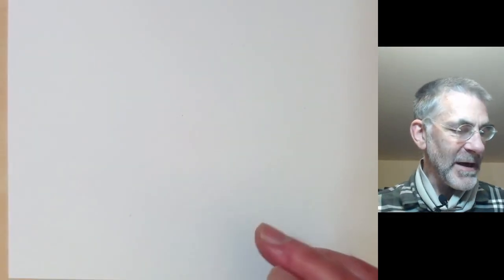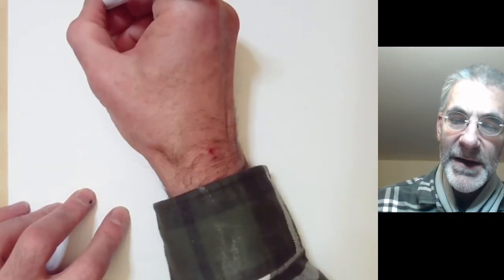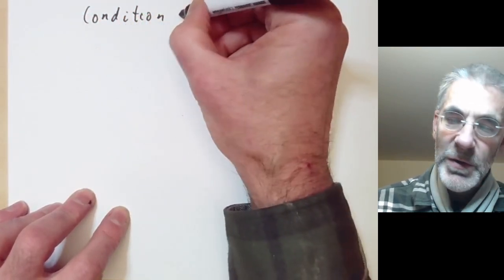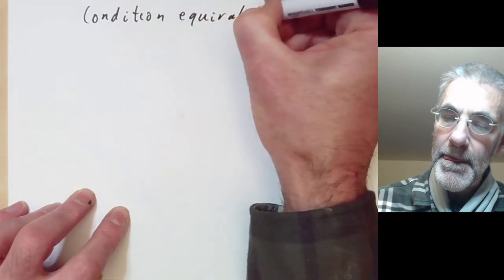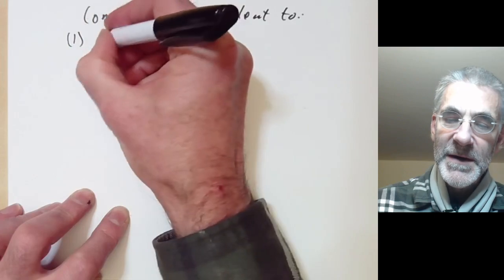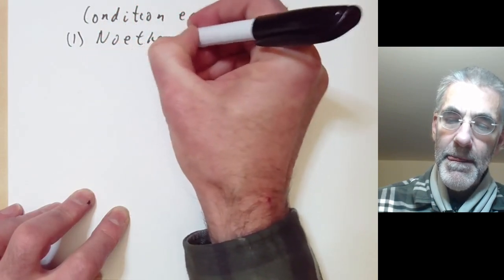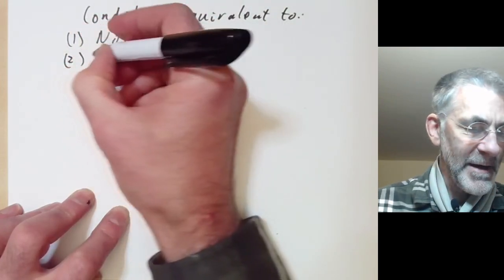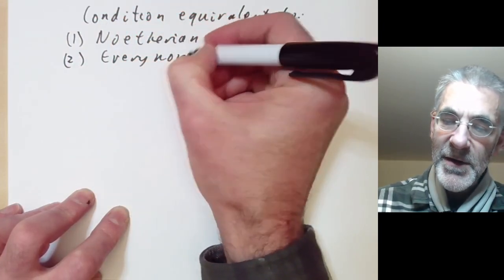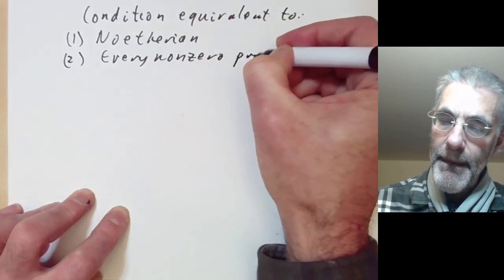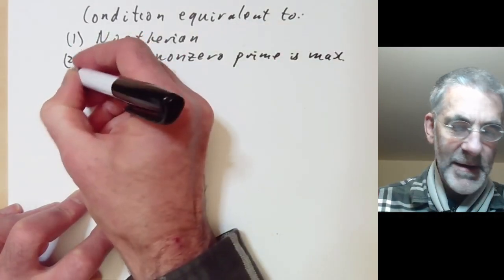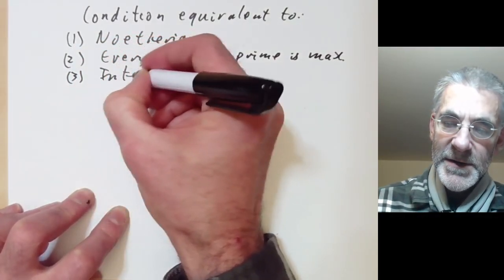People usually use a slightly different definition of a Dedekind domain. This condition for integral domains turns out to be equivalent to the union of the following three conditions. First of all, the ring is noetherian. And secondly, every non-zero prime is maximal. And thirdly, it's integrally closed.